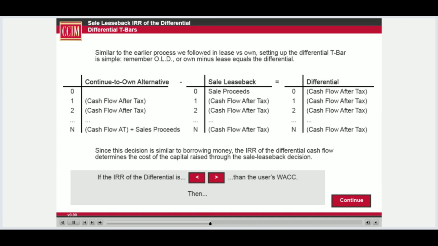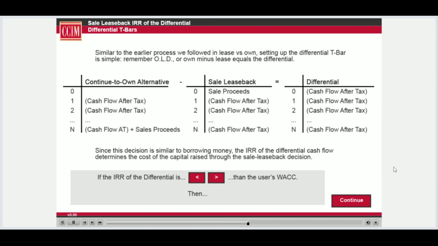In essence, the IRR of the differential is the after-tax cost of the funds generated from the sale in a sale-leaseback transaction. If this rate is lower than the user's after-tax weighted average cost of capital, or their cost to raise funds from alternative sources, the user should choose the sale-leaseback and take advantage of raising funds at the lower cost.